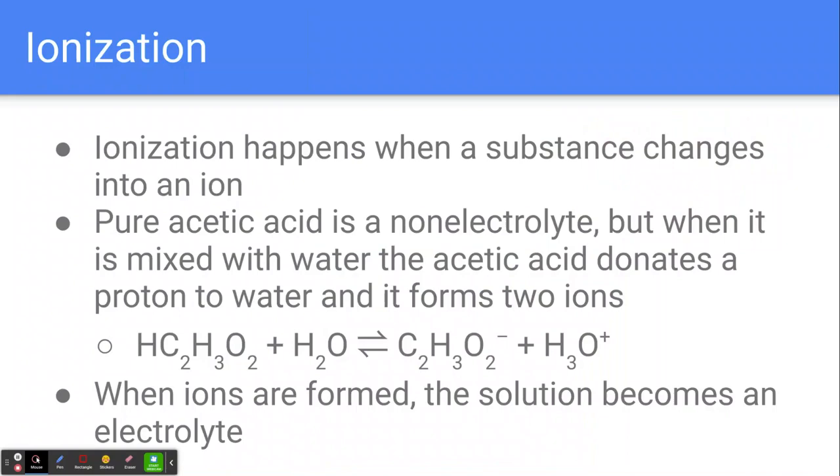We also have ionization. Ionization happens when a substance changes into an ion. So for example, we've got our acetic acid. Pure acetic acid, we can buy it as pure acetic acid. That is a non-electrolyte, meaning that that liquid does not have ions in it. But as soon as we start to mix our pure acetic acid into water, you're going to get that acetate ion, C2H3O2 with a minus charge, and you're going to get that hydronium ion, H3O+. And that hydronium ion gives us that acidic characteristic when it's in water. So ionization just happens when ions are formed and the solution then becomes an electrolyte.